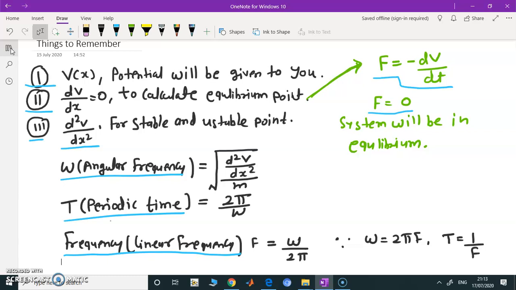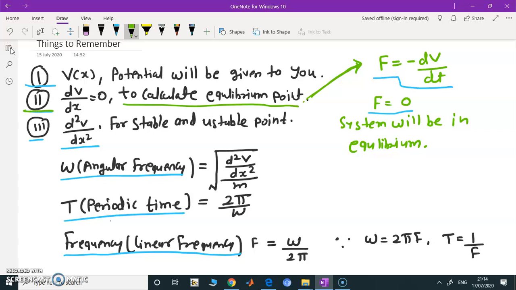Point number 1, the potential will be given to you in your question. So your V(x) will be given to you. Point number 2 is that you have to take the first derivative of the potential equal to 0 to calculate the equilibrium point.